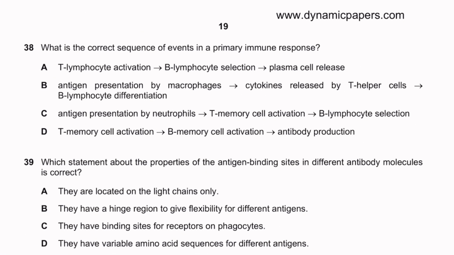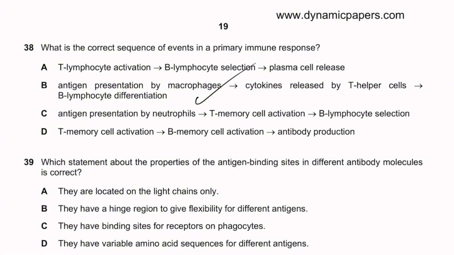What is the correct sequence of events of primary immune response: T lymphocyte activation, B lymphocyte selection, plasma cell release? Okay, so let's remember how it works. The antigen presentation by macrophages is going to be the first step. And then cytokines will be released by T helper cells, which are going to activate B lymphocytes, which will be differentiating.